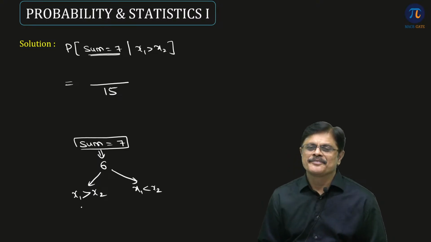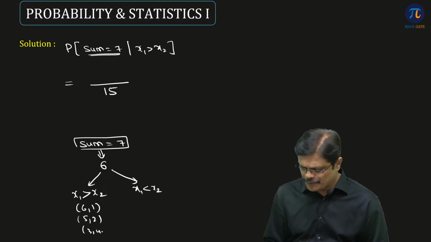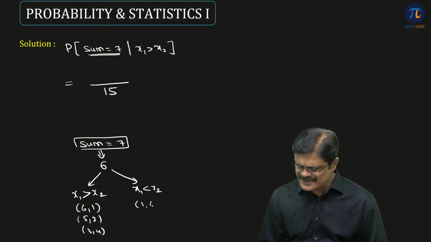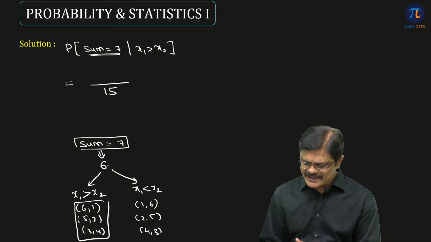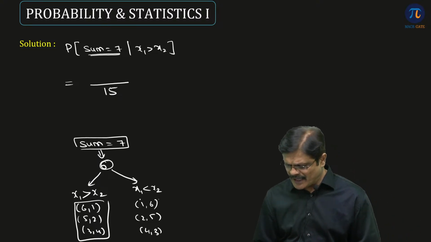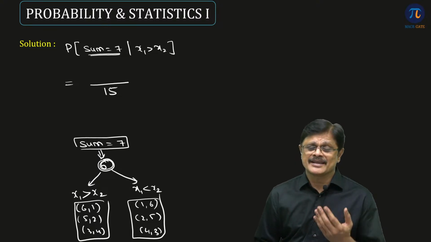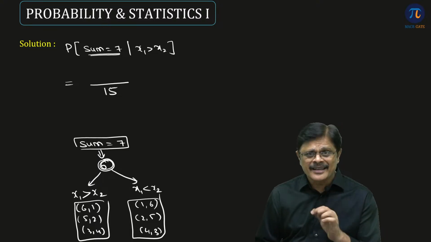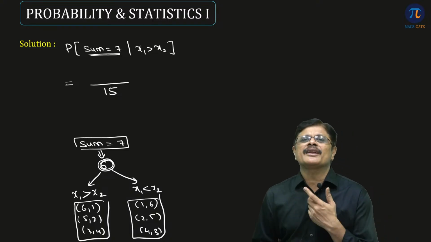For example, if you see 7, 6 1, 5 2, 4 3, and here 1 6, 2 5 and 3 4. See, half of them, that is out of 6, half of them are favorable for x1 greater than x2 and half of them are favorable for x1 less than x2 if it is an even number. If the favorable cases for the sum is even, half of them are favorable for the less than case and half of them are favorable for the greater than case.